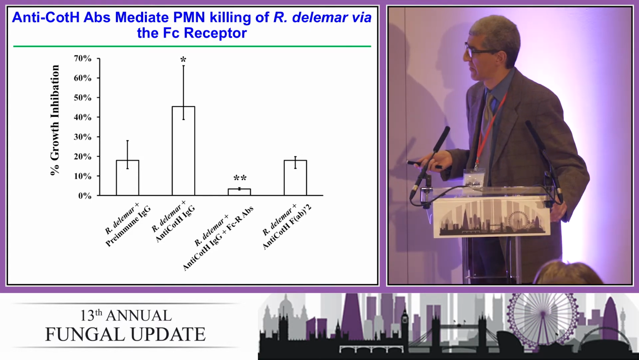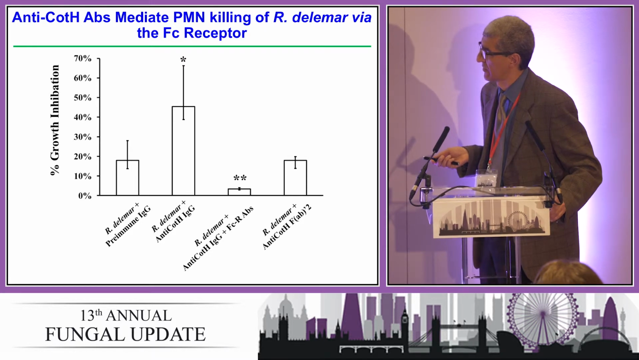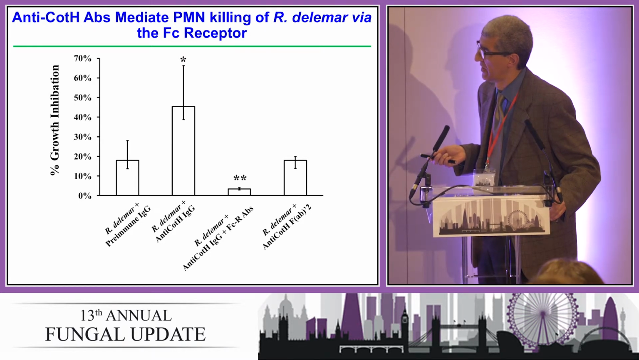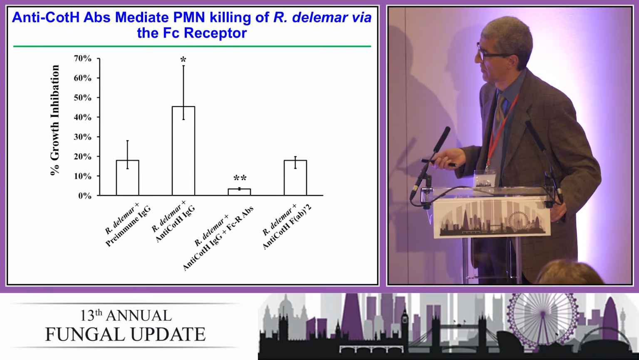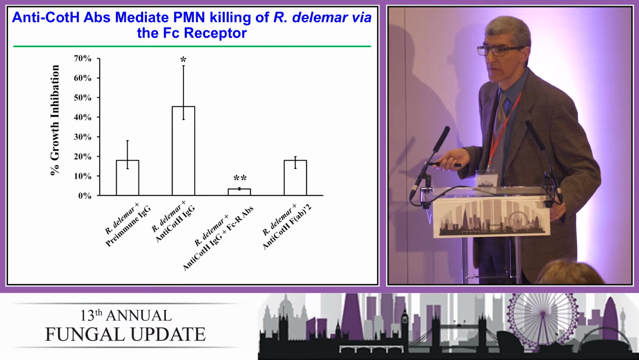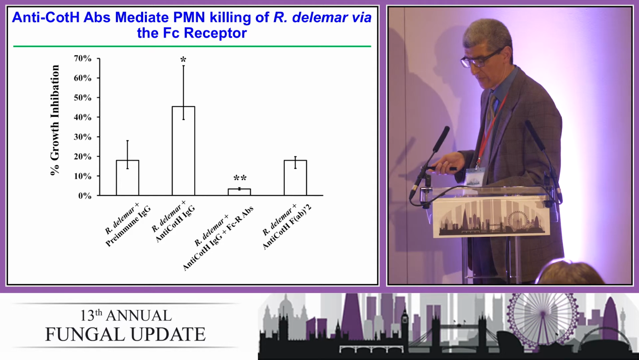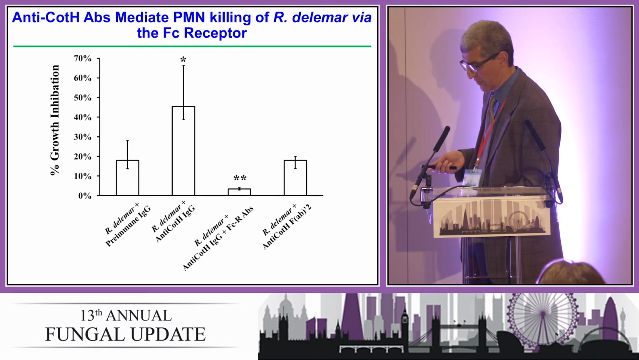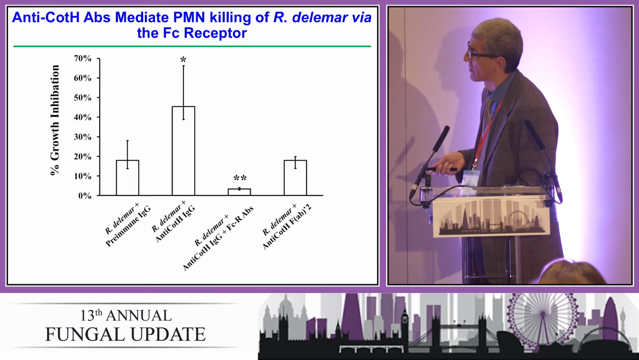We know that these antibodies are opsonophagocytic through a mechanism that involves the Fc receptor. If you use antibodies against the Fc receptor, you totally block the ability of neutrophils from mice to inhibit the growth of Rhizopus. And also if you use Fab fragments lacking the Fc, you have the same inhibition compared to pre-immune serum. So this is definitely an opsonophagocytic process through an Fc receptor mediated process.